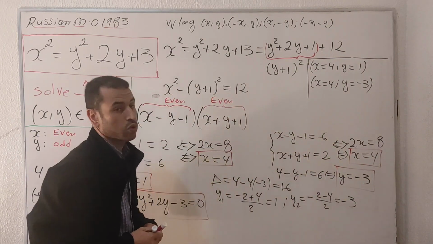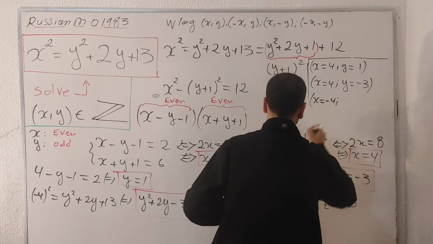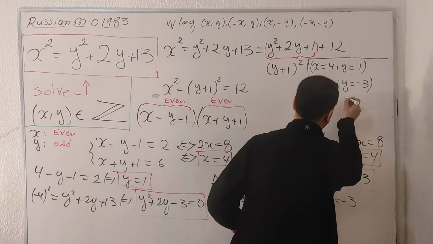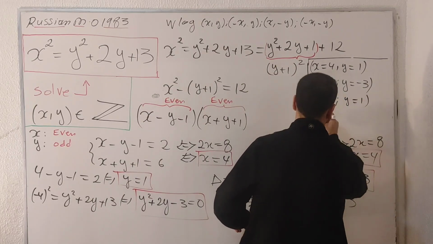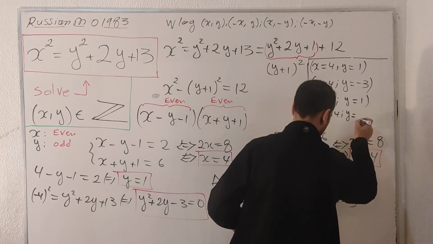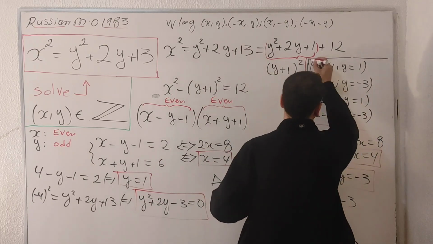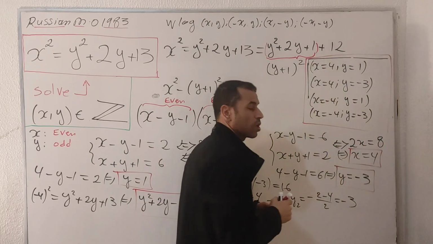Now we will have two new solutions. I will have x equals minus 4 with y equals 1. The second solution will have x equals minus 4 with y equals minus 3. Now here are the four solutions that I found for this equation. So I am done with this problem.